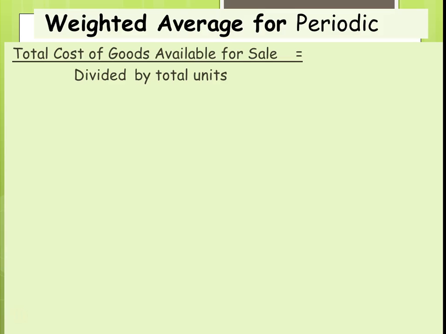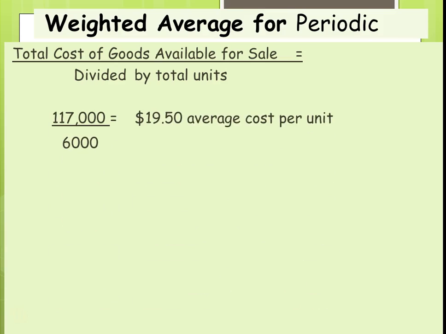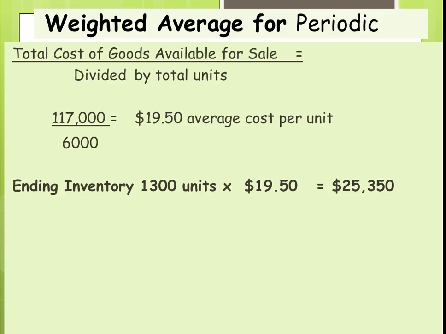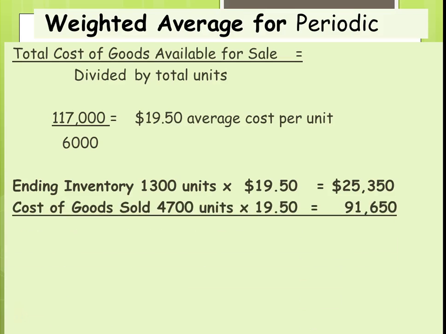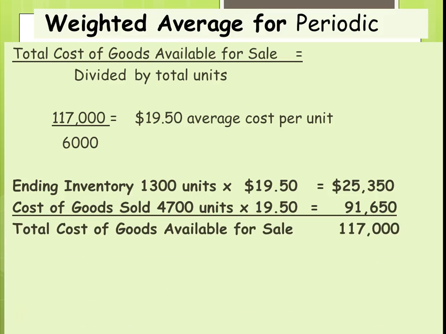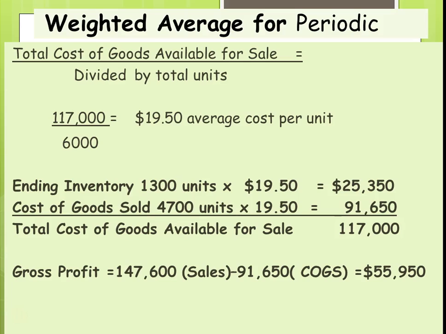Now the last we're going to do is the weighted average for periodic. We're going to take our total cost of goods available for sale and divide it by the total units available for sale, and we get an average cost of $19.50. So our ending inventory is going to be 1,300 units times $19.50. Our cost of goods sold is going to be 4,700 units times $19.50. And now that totals 117. So now we can figure out our gross profit, which is $55,950.